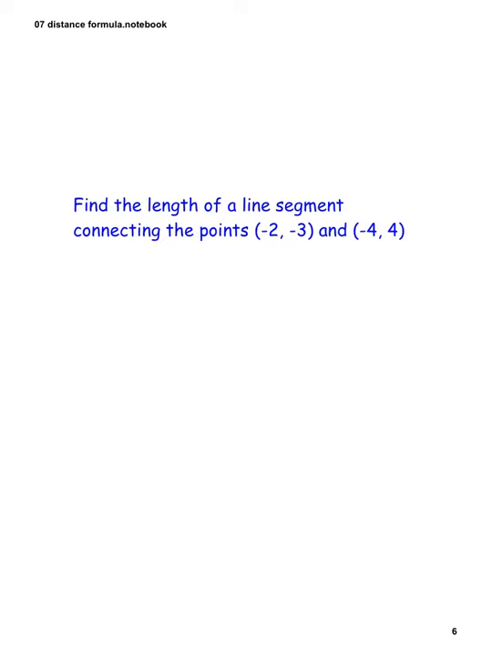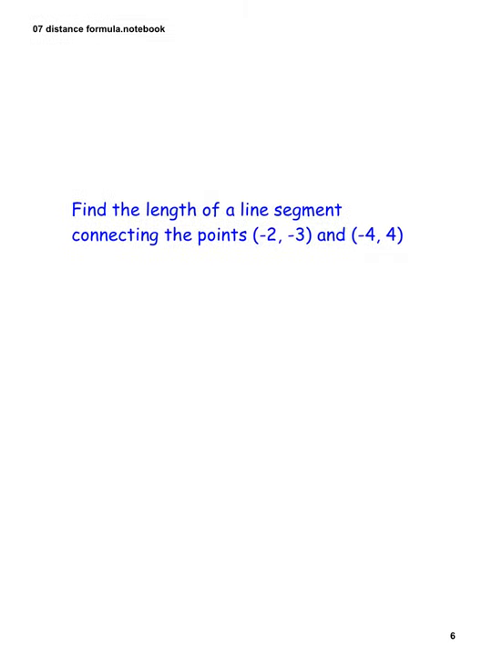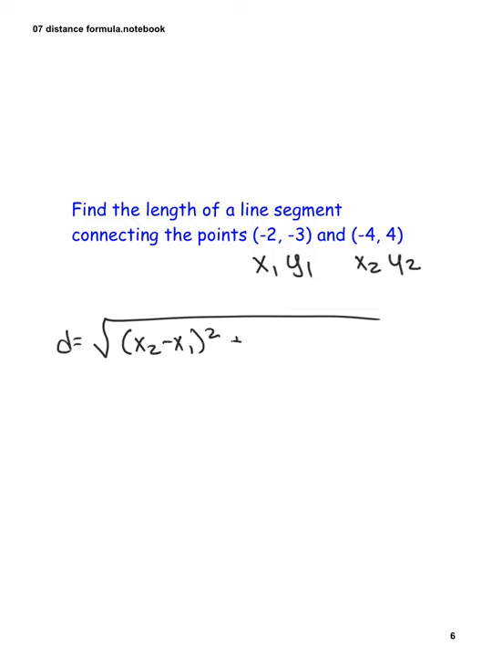Okay, let's practice one. It says find the length of a line segment connecting the points -2, -3, and -4, 4. The first thing that I would recommend is labeling the values in those points. So this here, this is going to be x1, y1, meaning the first point, the x and the y value. This is going to be x2 and y2, meaning the second point, the x and the y value. Then we're going to write down the distance formula. So my distance formula is x2 minus x1 squared plus y2 minus y1 squared.